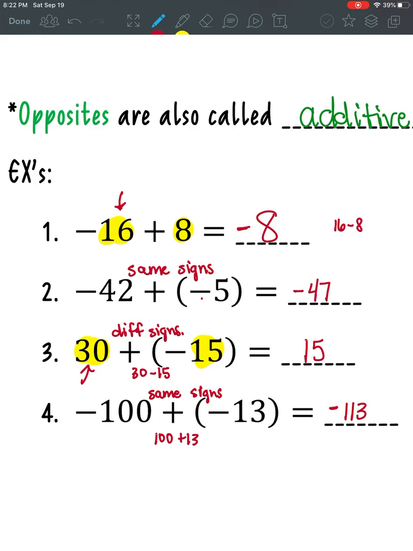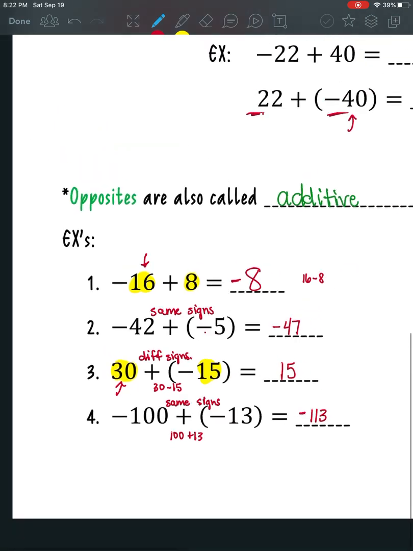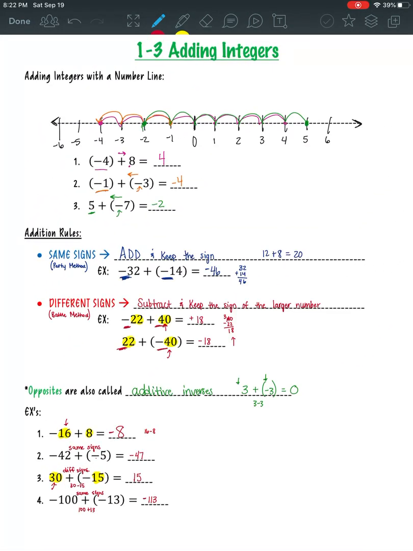Okay? Common error I see is we forget to put that sign in our final answer. So I would think about your signs, what's your answer going to be in the end, and write it down right away so that you don't forget.